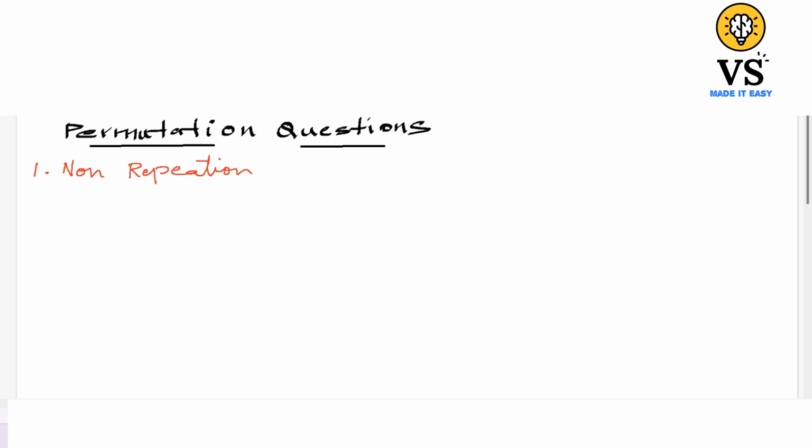If a word is given to you, imagine, take it as quality, Q-U-A-L-I-T-Y. In the word quality, we cannot see any letter which is getting repeated. So how to solve these types of questions? I'll give you 2 or 3 methods for solving these questions. First method is based on formula. Formula for permutation is nPr equals n factorial by (n minus r) factorial.